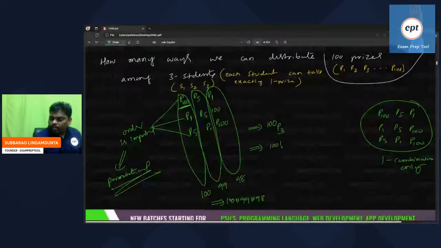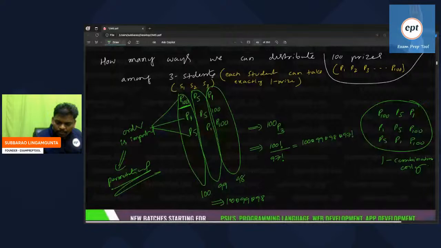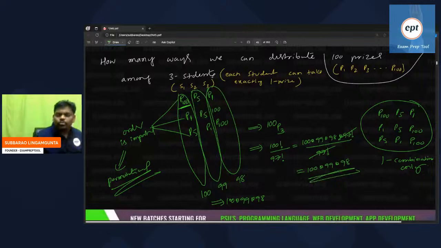Some people write 100 factorial by 100 minus 3, 97 factorial, which can also be written as 100 into 99 into 98 into 97 factorial by 97 factorial. 97 factorial, 97 factorial cancel. 100 into 99 into 98. Remember, it is 100P3.